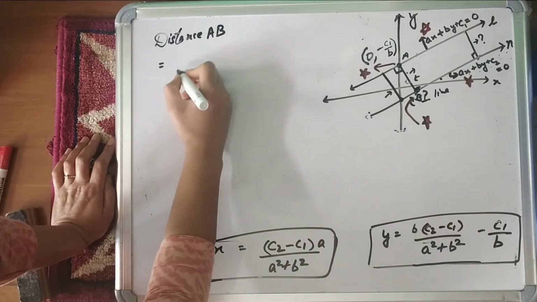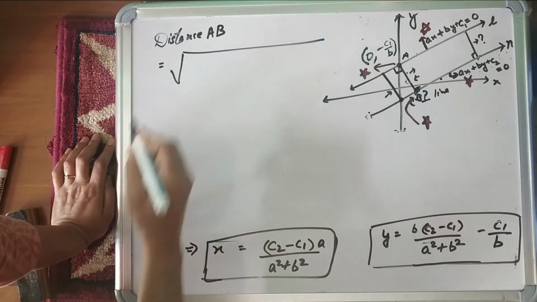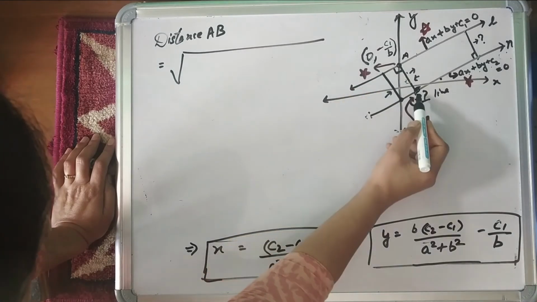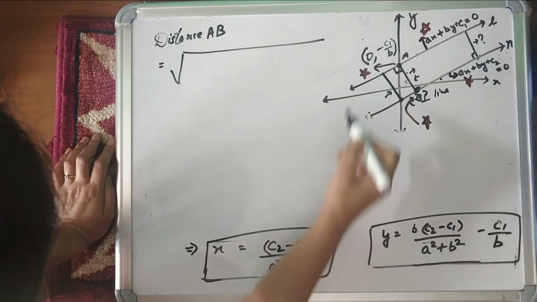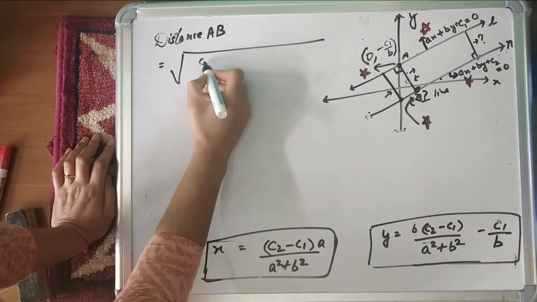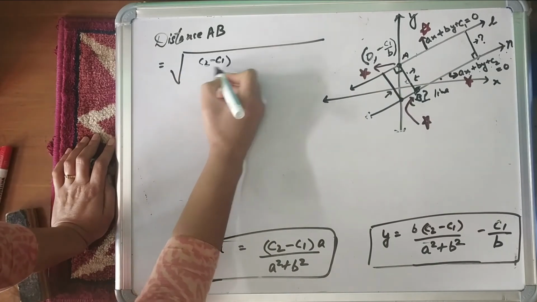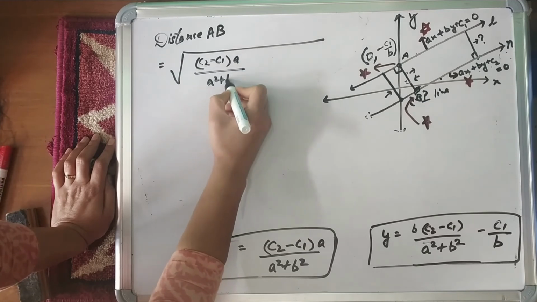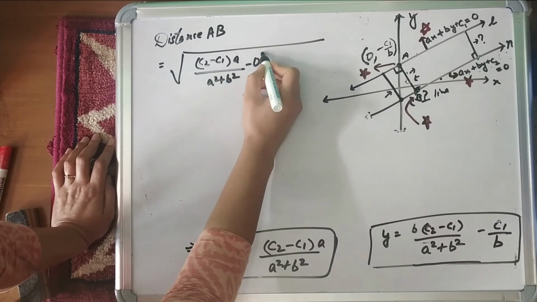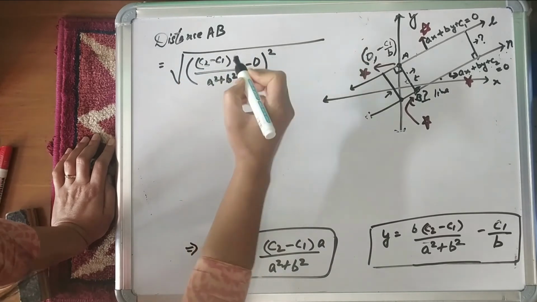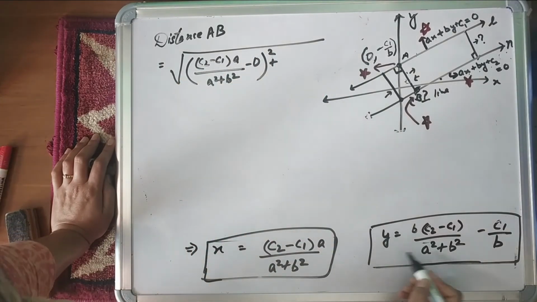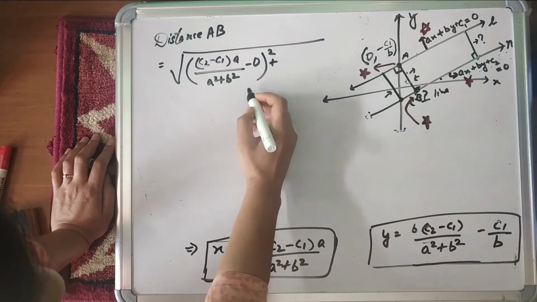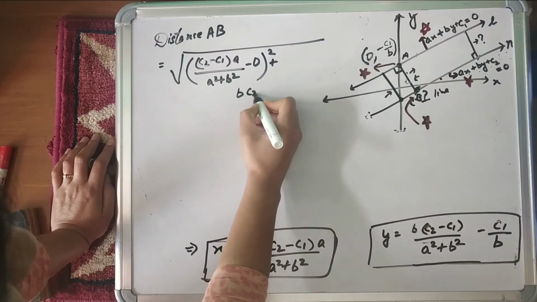So this is actually equal to x minus x1, meaning this minus x1, which is 0. The x coordinate of this is this, so this minus 0. So basically c2 minus c1 times a over a square plus b square minus 0, whole square, plus y minus y1, whole square. So what is your y? It won't fit here. Let's write it here. So this is this.